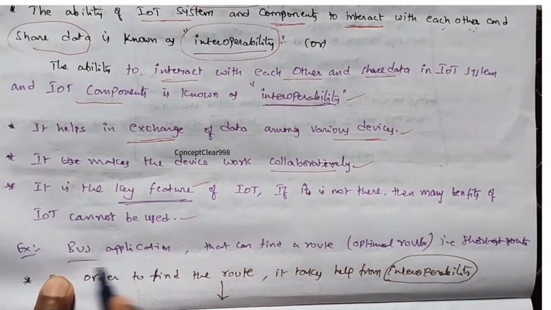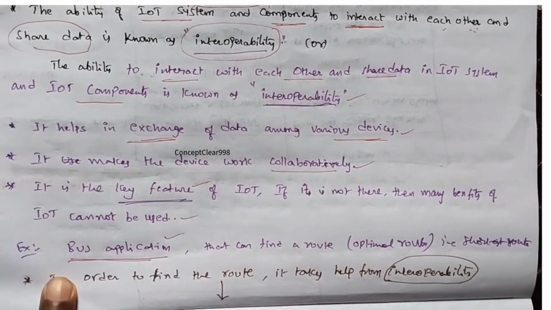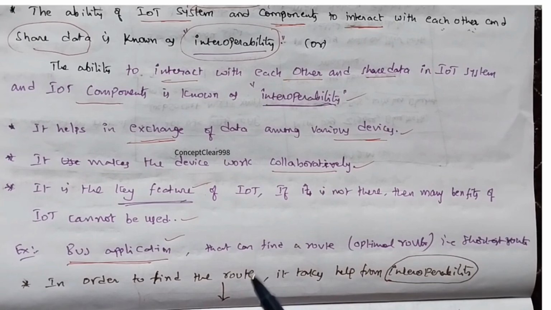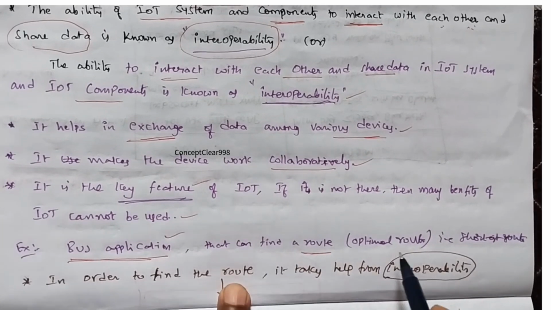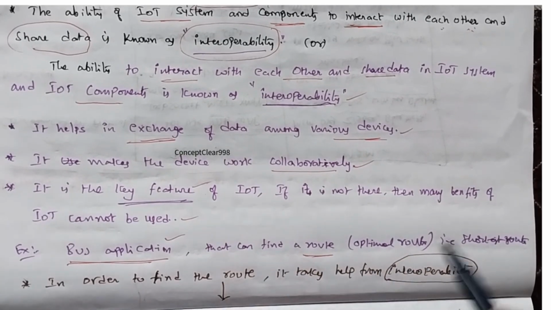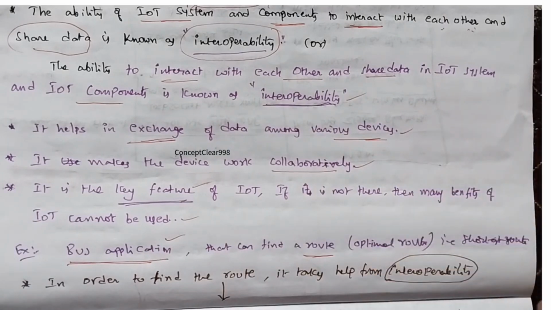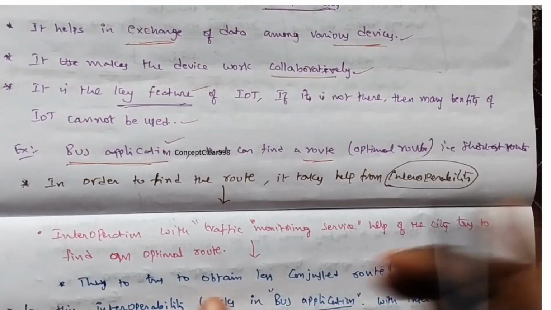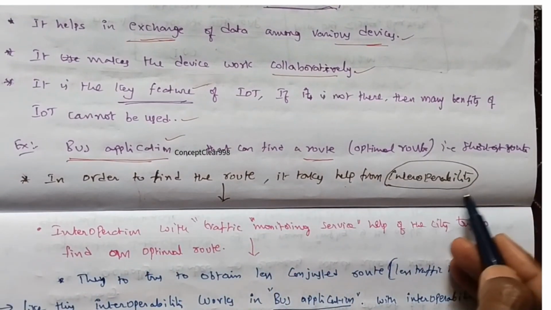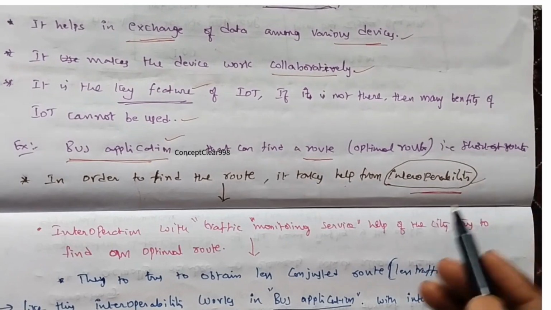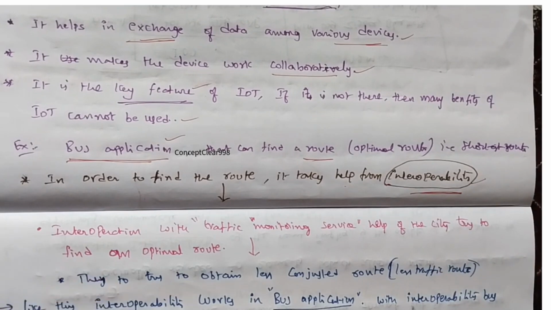Bus application. If you take any bus, what is the bus application here? The bus application can find the optimal route. What does optimal route mean? The shortest distance from one place to another. ఇది ఎలా perform చేస్తుంది? See here. In order to find the route, it takes help from interoperability. Interoperability means that by using the IoT systems and components, it will capture the route.